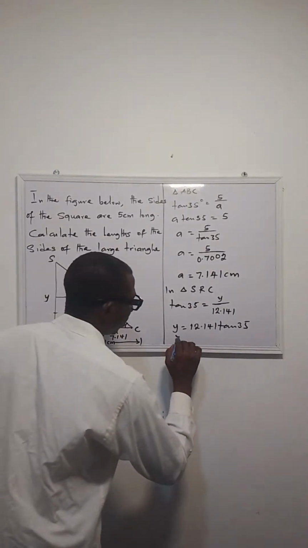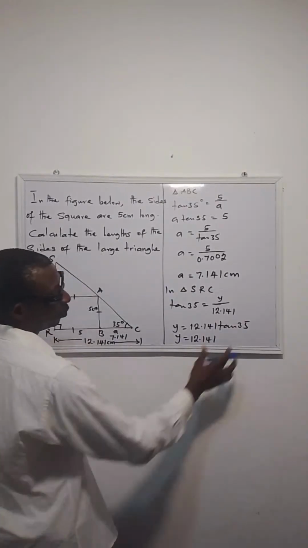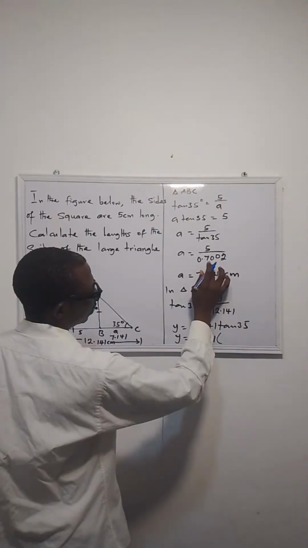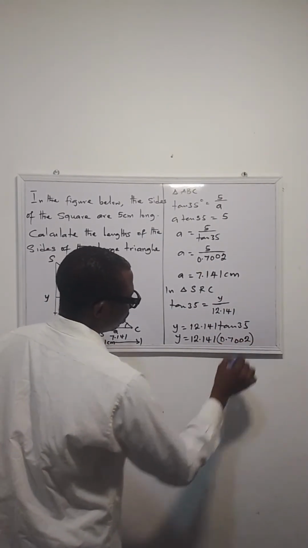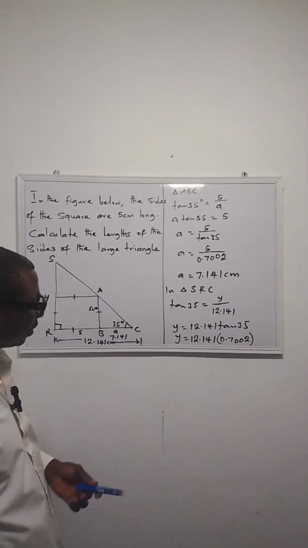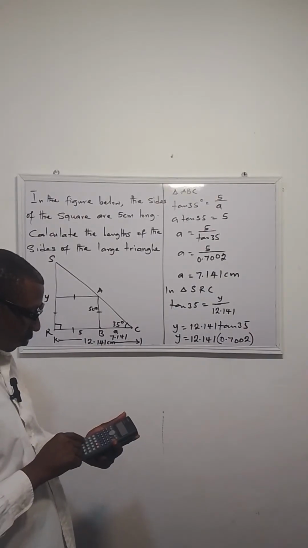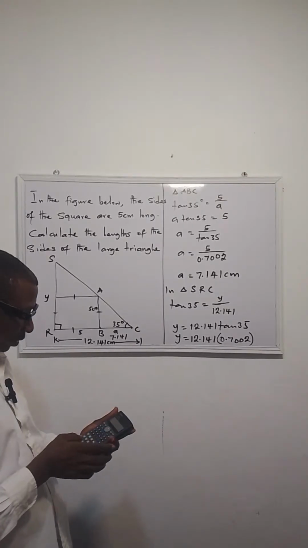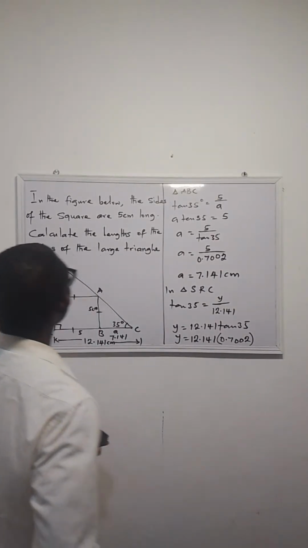So we now have Y equals 12.141. So you multiply this times tan 35. We've gotten that before. That is 0.7002. Okay, so now can we multiply and see what we have as the answer? That's 12.141 times 0.7002. Okay, so what do we have as the answer?